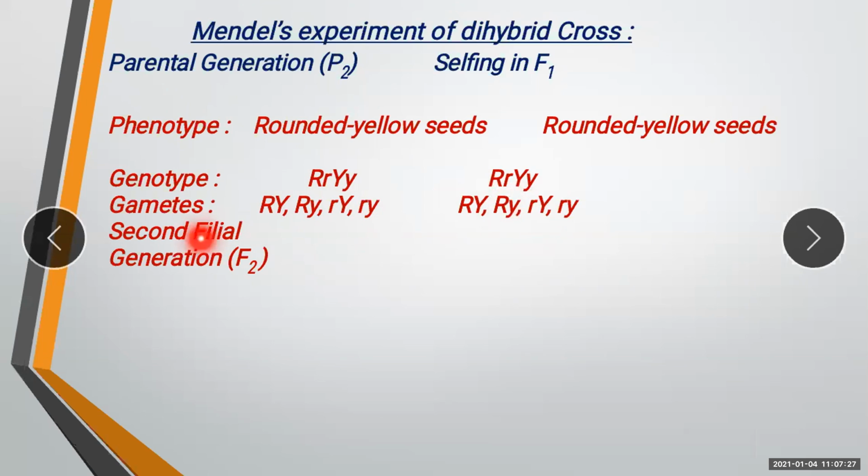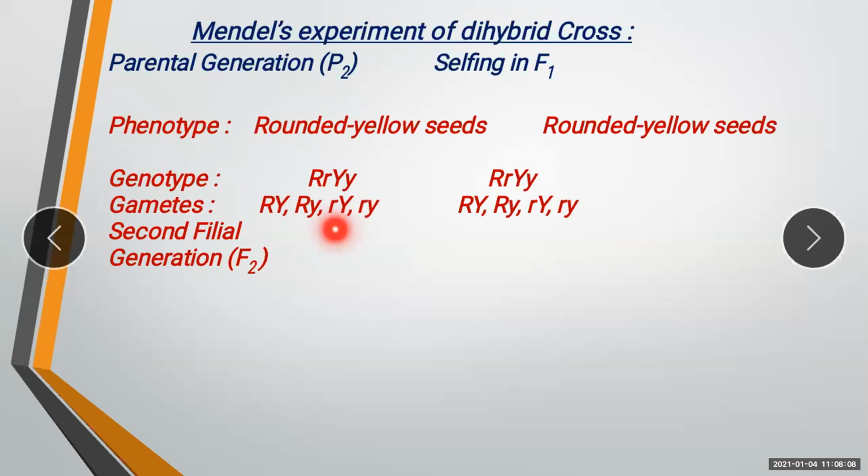Now gametes. Now you should be able to write down gametes. Right? How will you write the gametes? Out of this, four types of gametes are possible. That is capital R, capital Y, capital R, small y. Then you'll take small r, capital Y, and small r, small y. In the same way, here also capital R, capital Y, capital R, small y. So first take capital R with capital Y and small y, and then you'll take small r with capital Y and small y. So these four types of gametes are possible.